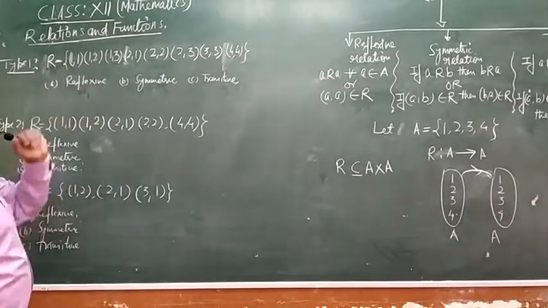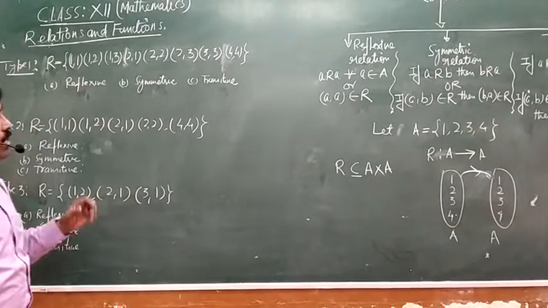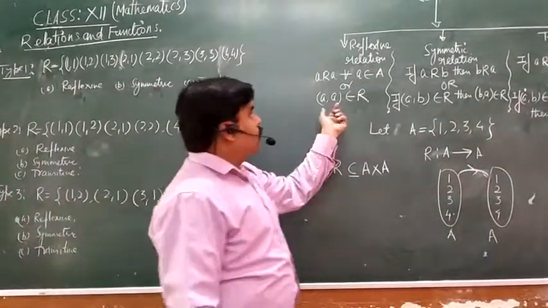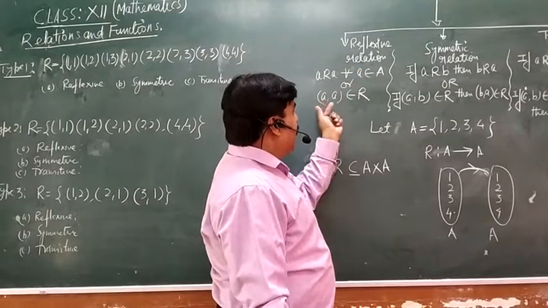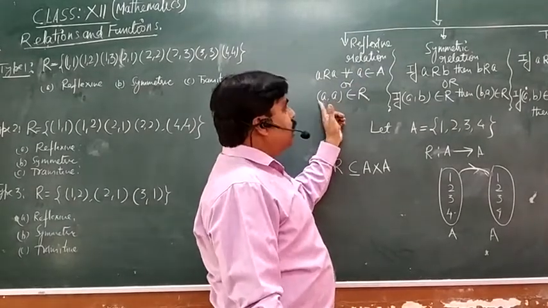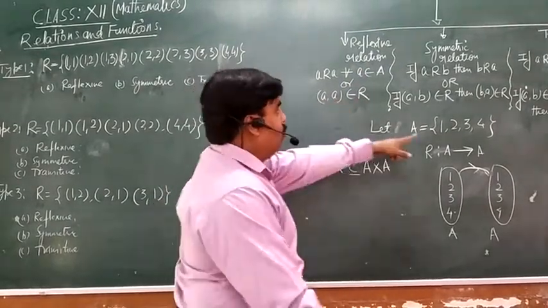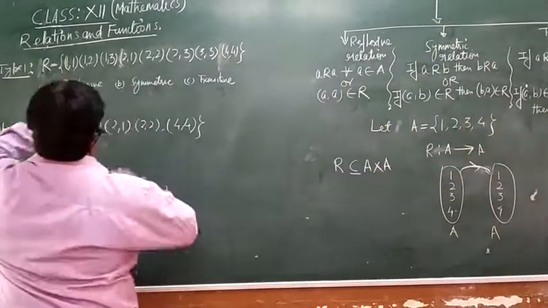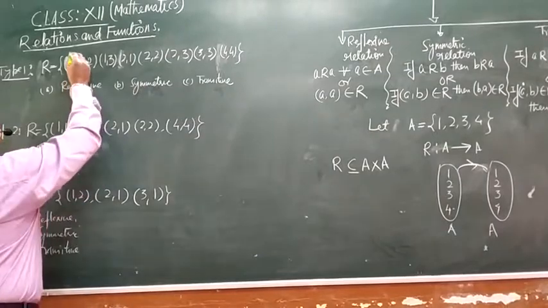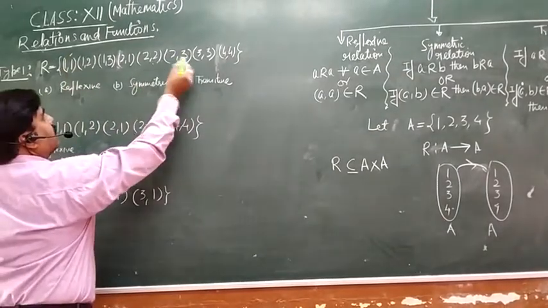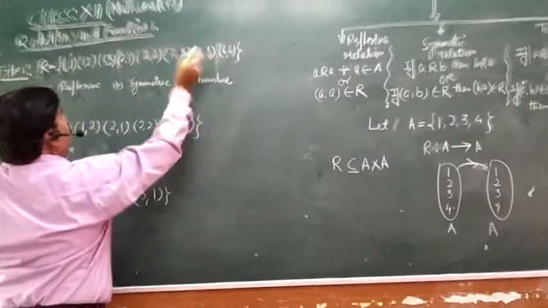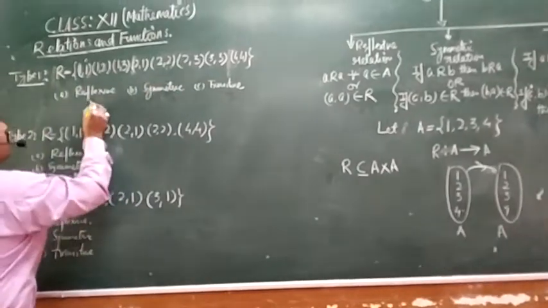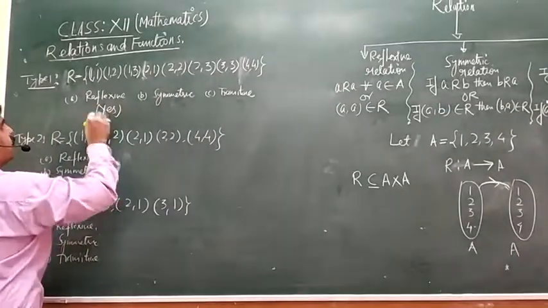Now we want to understand whether the relation given here is reflexive, symmetric or transitive. We will check for reflexive. How can you check for reflexive? To be reflexive, as I already told you, every element of set A must have a relation with itself. So (1,1), (2,2), (3,3), (4,4). Look here: (1,1) is given, (2,2) is given, (3,3) is given, (4,4) is given. It means this relation is reflexive. So you can say yes.